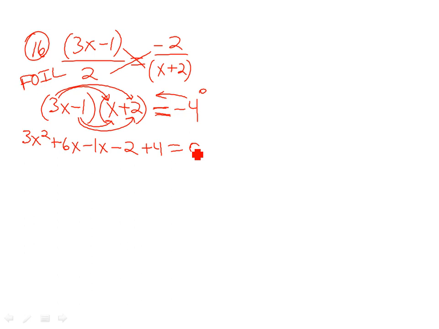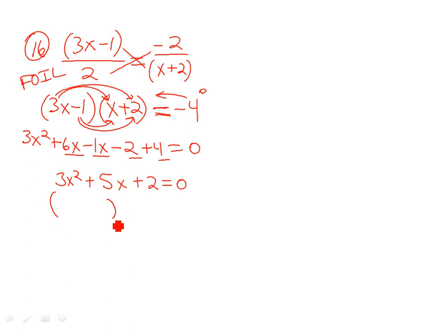What like terms do I have? Negative 2 and positive 4, what's that give you? Positive 2. What other like terms? 6x and negative x. That's 5x. It's positive. How about the 3x squared? Is it a like term with that one? No. Learn that last class. So now we have this polynomial, and what we're going to do is factor it.